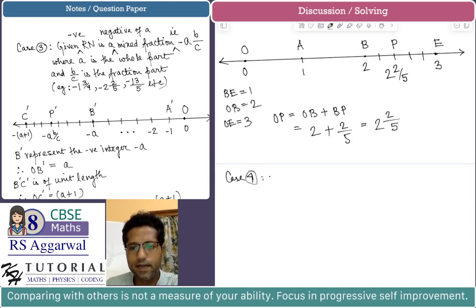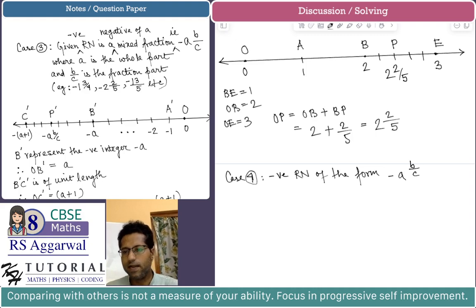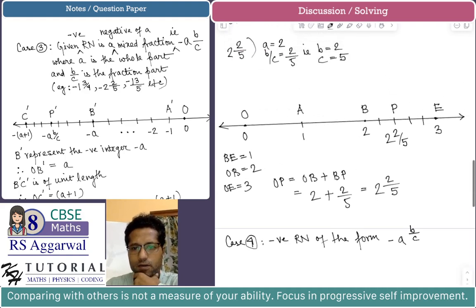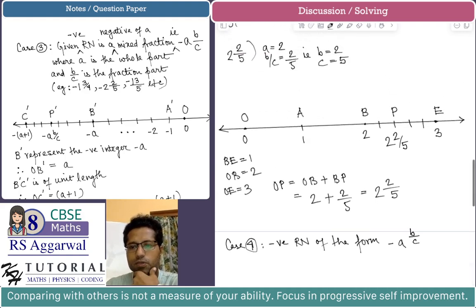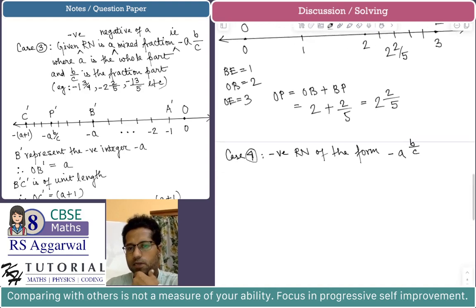So case 4 is a negative rational number of the form minus a and b by c, that is, negative of the rational number a and b by c, where a and b by c is a mixed fraction, and we just discussed how to represent a and b by c on the number line. All the drawings were to the right hand side of the origin O. This time, to represent the negative rational number minus a and b by c, the drawings will be exactly the same but to the left hand side of origin O.